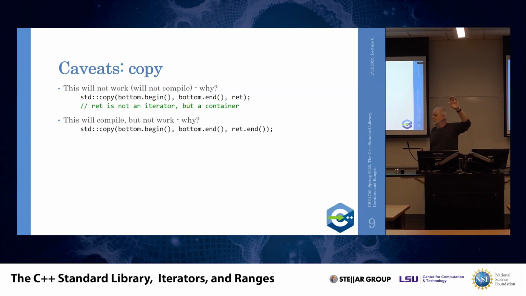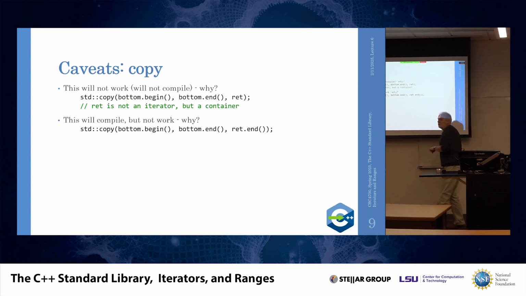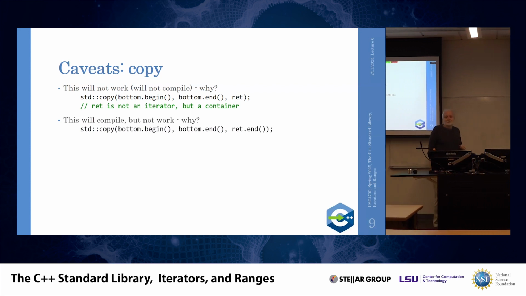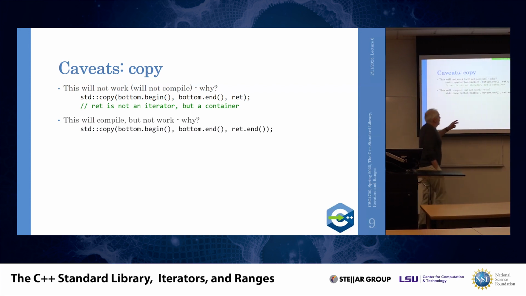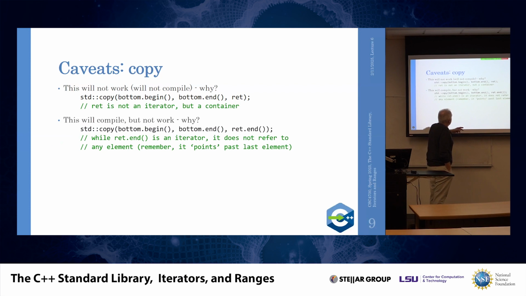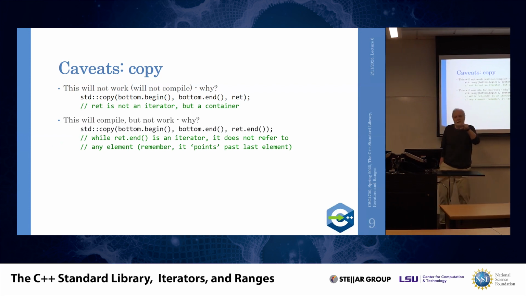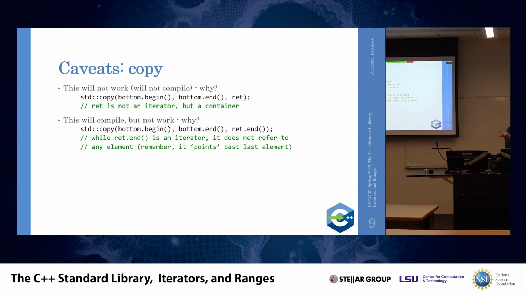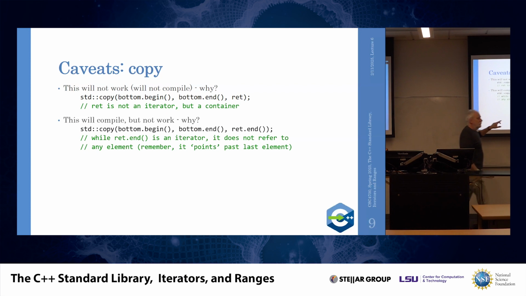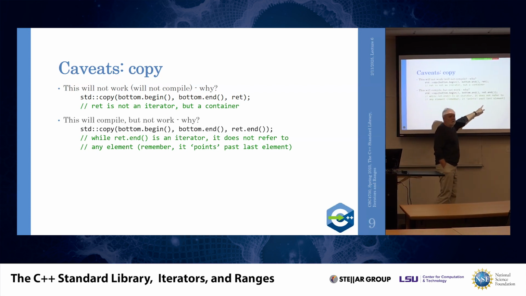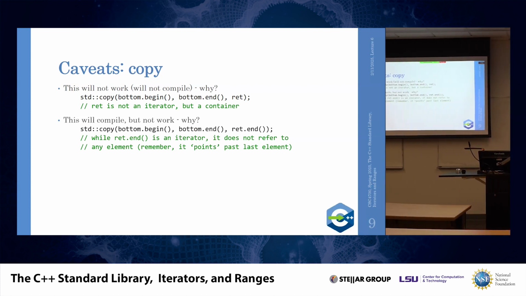Well, the question is, will it compile? Yes, it will compile, because this is now an iterator. But will it do what you want? The answer is no, because if you go back to the loop I showed, the out iterator will always be dereferenced in order to assign things to it. Are we allowed to dereference an end iterator of a container? No, because there is no element there. So this will not work either.